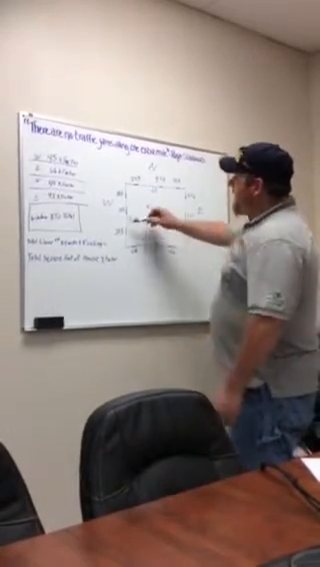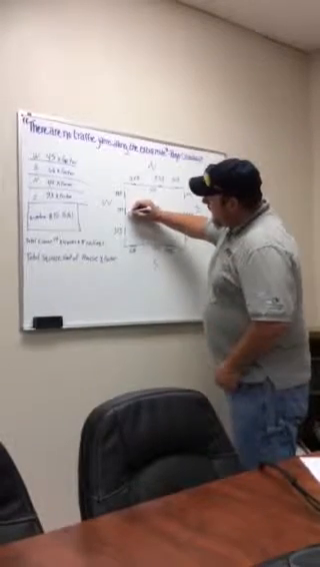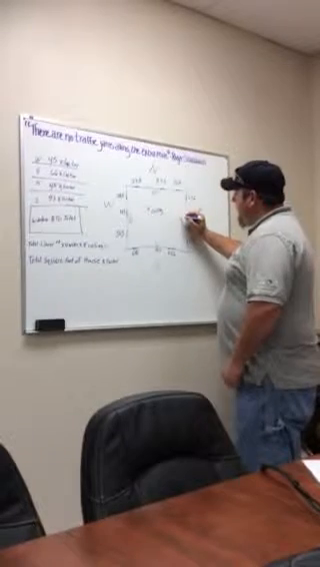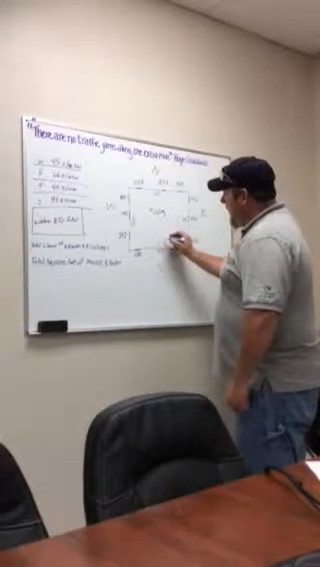Alright, as you can see, this wall right here is 40 feet long. This wall right here is 60 feet long, which makes this wall 40 feet long and this wall 60 feet long.